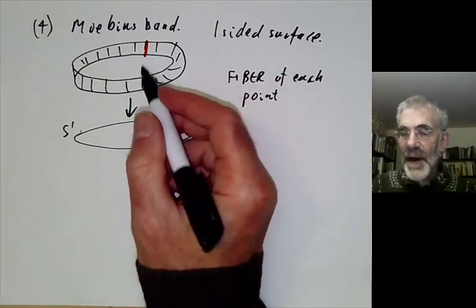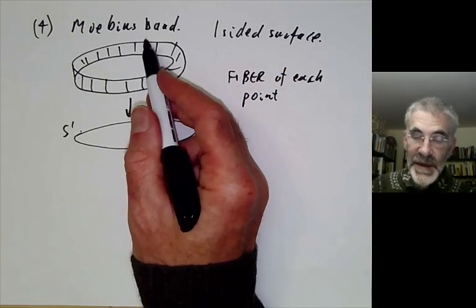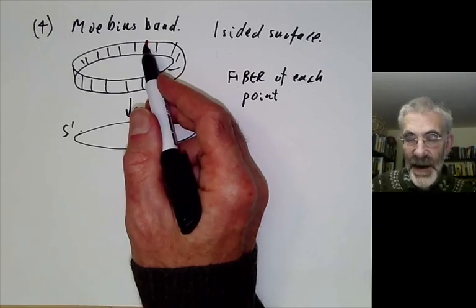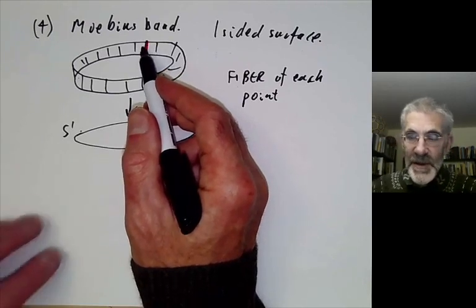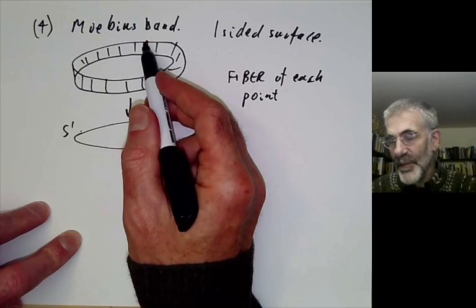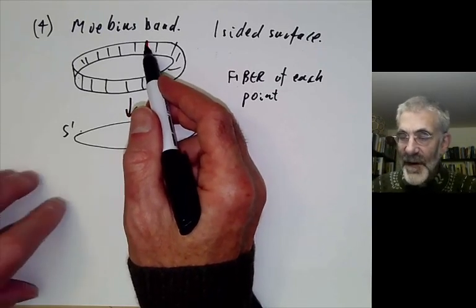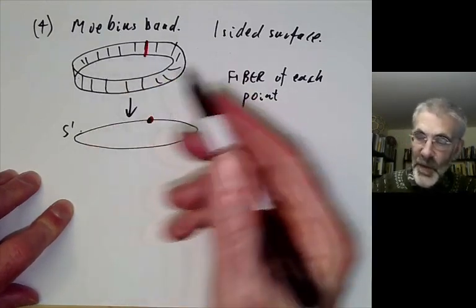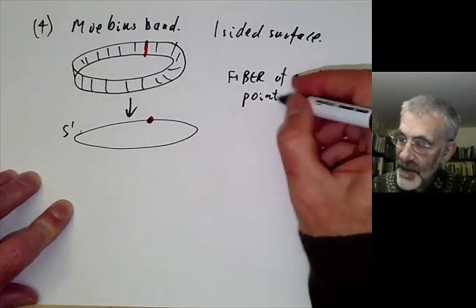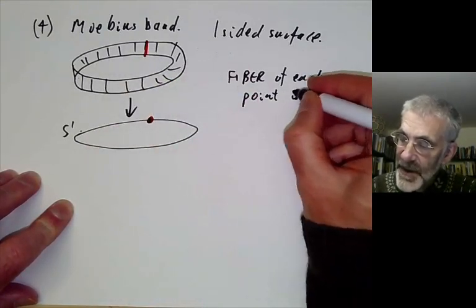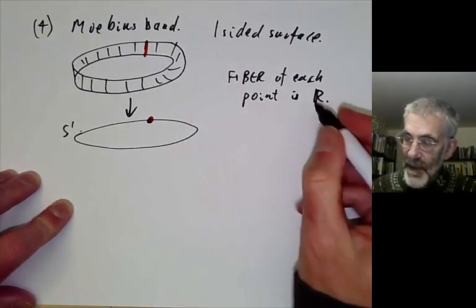Well, you might say the fibre of each point is going to be the unit interval. Well, that would be a closed Moebius band. Well, we're going to take an open Moebius band where the fibre is an open unit interval, and we're going to say, well, we can identify the open unit interval with a copy of the real numbers as a topological space. So I'm going to say the fibre of each point is a copy of the reals.